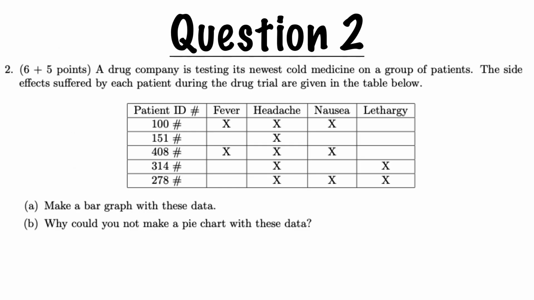Question 2. A drug company is testing its newest cold medicine on a group of patients. The side effects suffered by each patient during the drug trial are given in the table below. A. Make a bar graph with these data. And B. Why would you not make a pie chart with these data?